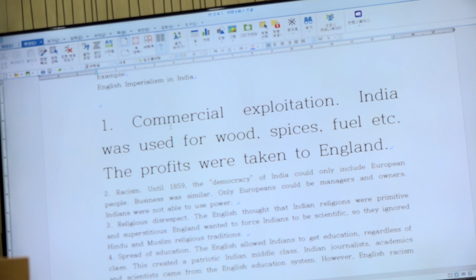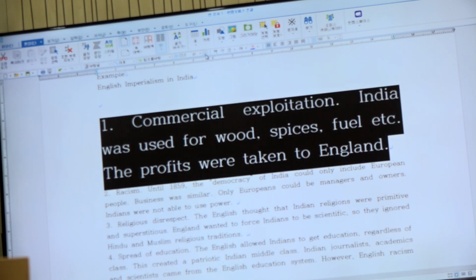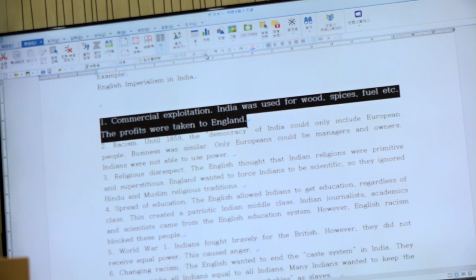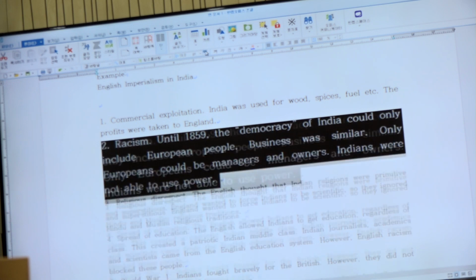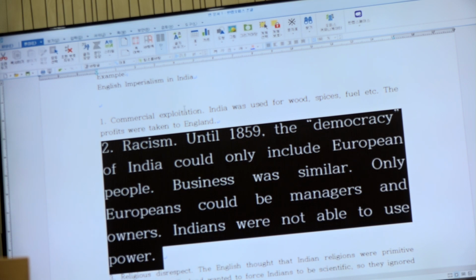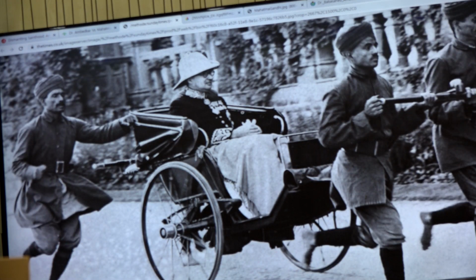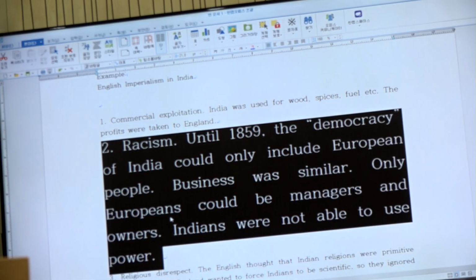The second problem was racism. You can see it in the picture I showed you. Okay? Powerful race, weak race. High, low. And this happened all over the place.